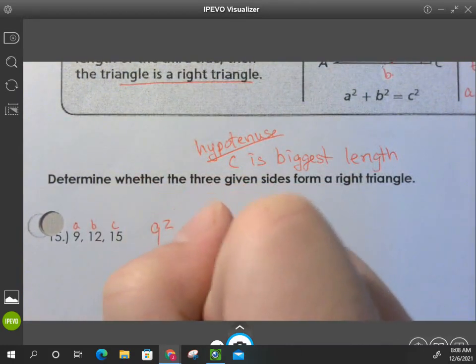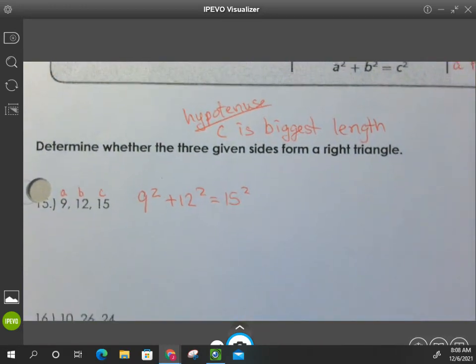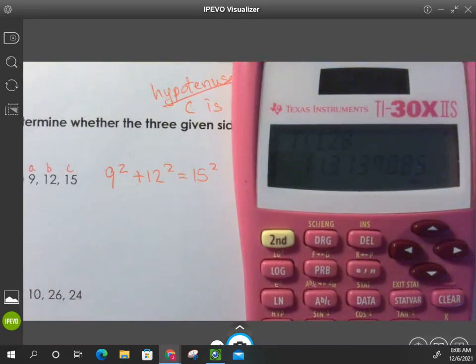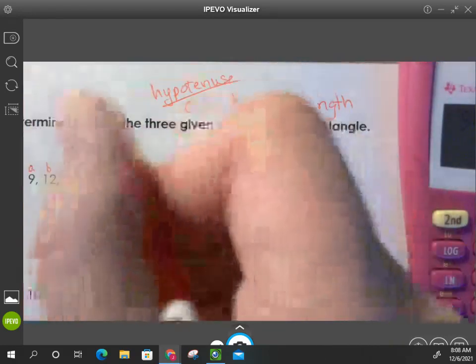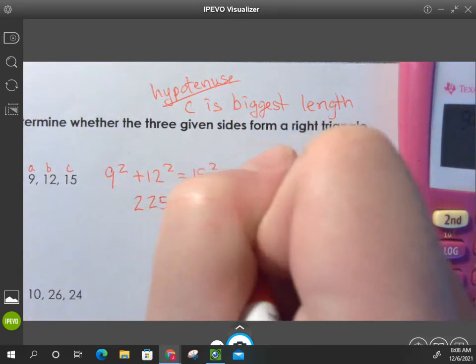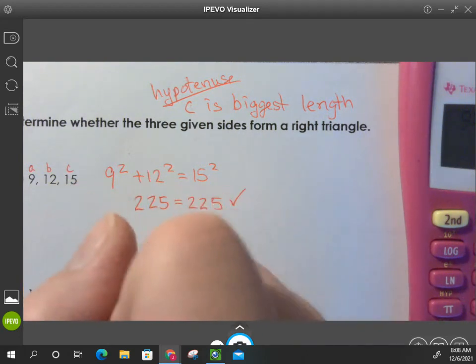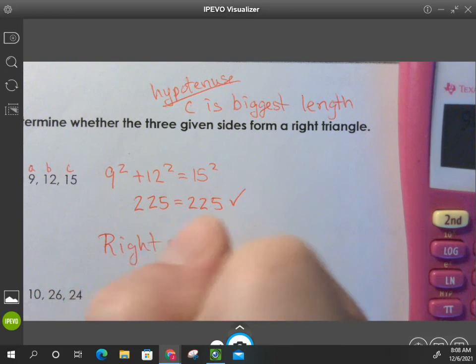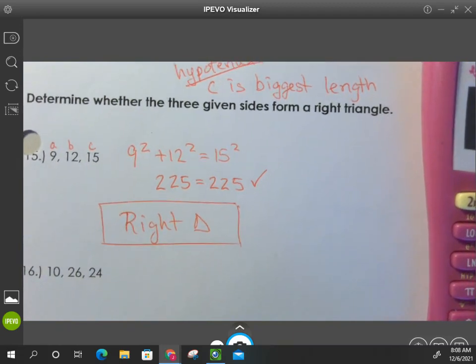Does 9 squared plus 12 squared equal 15 squared? And this is why I wanted you to have a calculator. I'm just going to simply type in 9 squared plus 12 squared. Those are numbers I can do in my head, and I get 225. Well, guess what 15 squared is? 225. So that's true. So this is a right triangle. So I'm saying yes, it is a right triangle because it holds the Pythagorean theorem true.